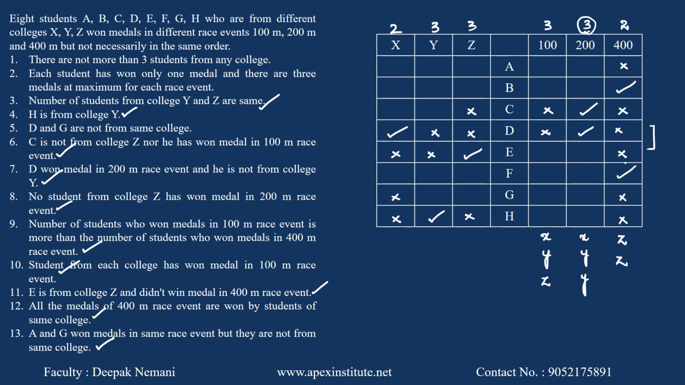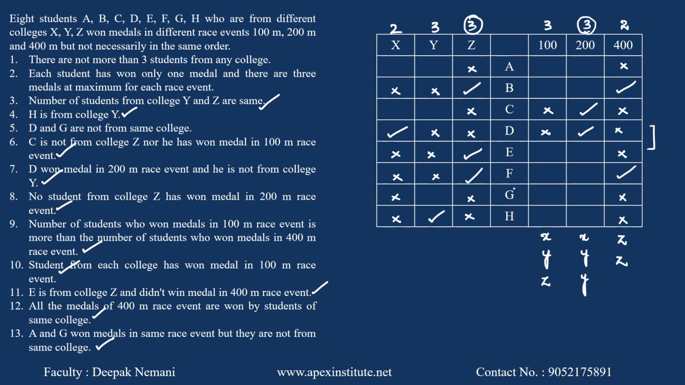They have won medals in the 400 meters race event, so they are from college Z. Now we already have three students from college Z, so no other student will be from college Z. Perfect. Now, two, we are done.